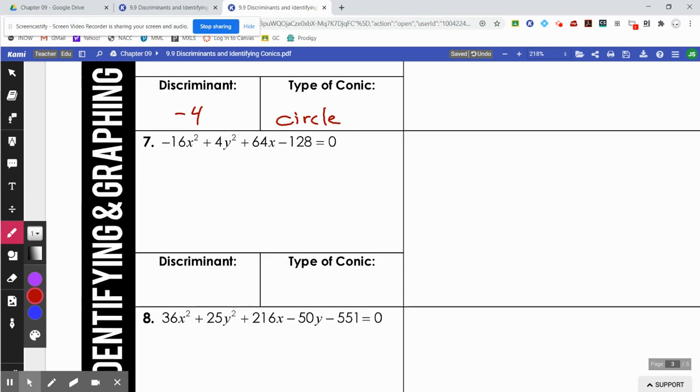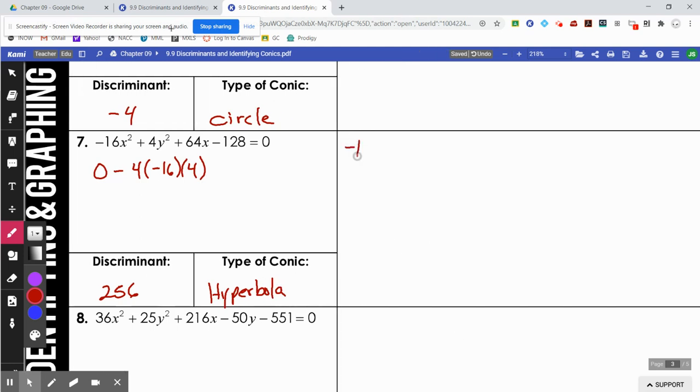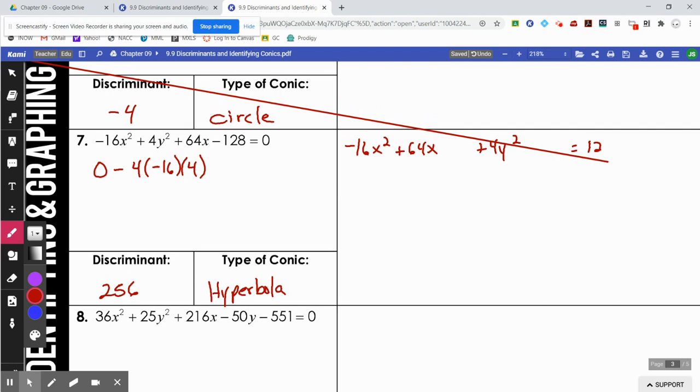Okay, next up. Let's see what we have here. Number 7: b squared minus 4 times a is negative 16 times c is 4. That's going to be 64 times 4, 256. Since it's greater than 0, then this is a hyperbola. Let's group all of our stuff together. You have negative 16x squared, a positive 64x, skip a space, plus 4y squared. That's the only y stuff, and then equals 128 on the other side.